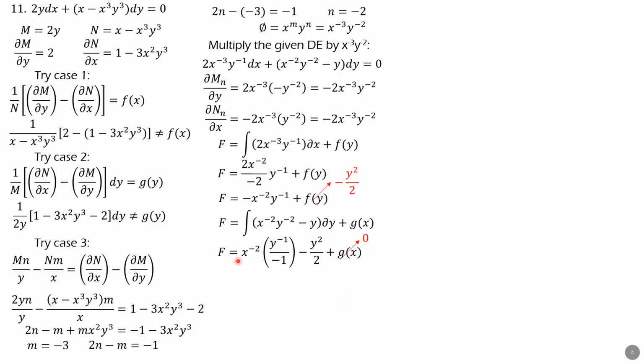And so the solution is f, you copy this in simplified form, equals constant. So negative x to the negative 2, y to the negative 1 minus y squared over 2 equals constant. Simplifying further and making this 1, negative 1 over x squared y, then minus y squared over 2 equals constant. So that's the answer, and let's check this answer if it's indeed correct.